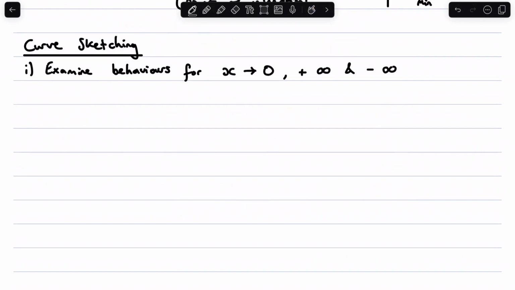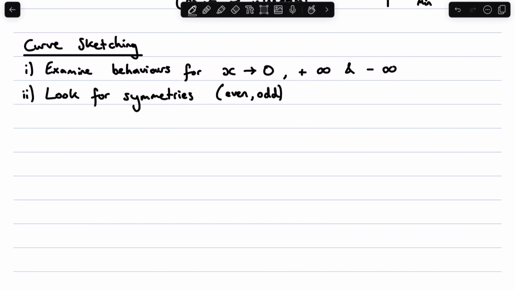When we wish to sketch a curve, it's useful to have a few arrows in our quiver, and we can start with a few techniques, and you want to memorize these to then put into practice when it comes time to sketch a curve. So for our first arrow, we have examine behaviors as x tends to 0, x tends to plus infinity, and x tends to minus infinity. And this will help us see where our graph may tend off to in any direction.